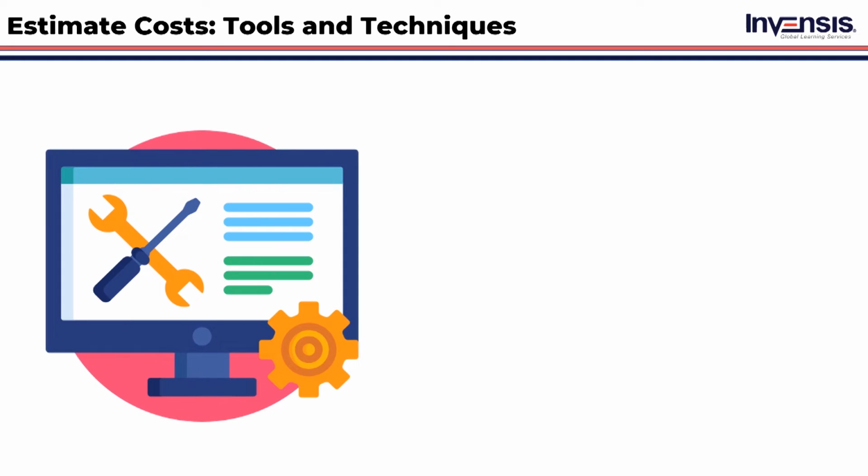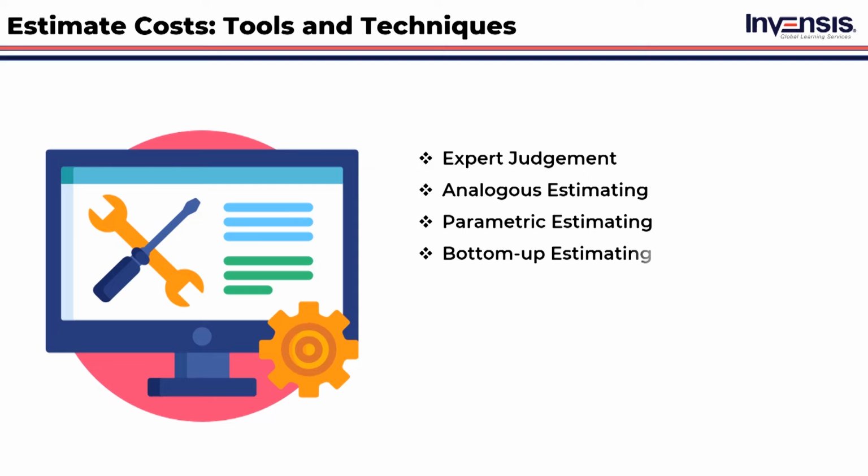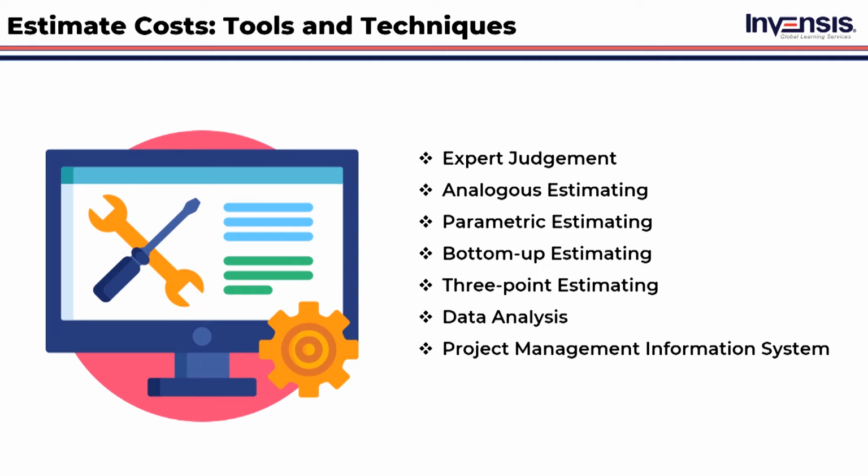Now, let us understand the tools and techniques that are used in the estimating cost process. The tools and techniques used in this process are expert judgment, analogous estimating, parametric estimating, bottom-up estimating, three-point estimating, data analysis, project management information system, decision-making. Now, let us discuss each of these techniques in detail.